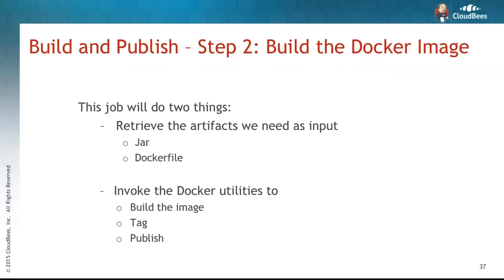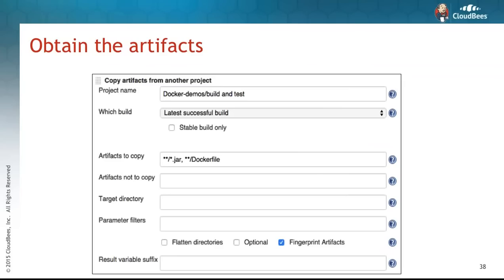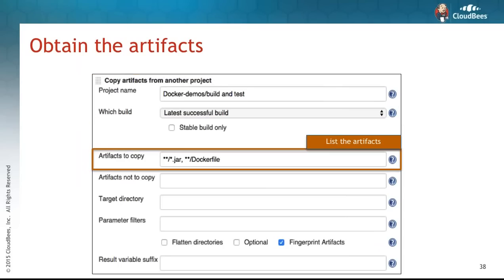Okay, step 2. We're going to build the Docker image now. We're going to retrieve the artifacts that we need as input: the jar and the Dockerfile. Then we're going to invoke the Docker utilities to build the image, tag it, and publish it. First, we obtain the artifacts by copying artifacts from another project. This is a screen capture right from Jenkins using the copy artifact feature. We can see we're using an upstream project from which to copy the artifacts, and we're listing the artifacts that we're going to be using, with a little bit of regex to get the jar and the Dockerfile.